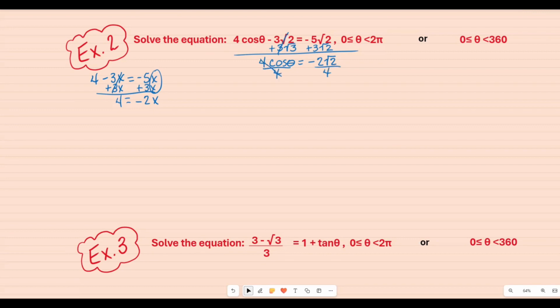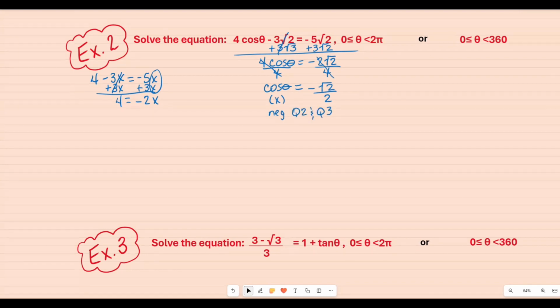And so cosine theta is going to equal, I can simplify the numbers on the outside, so I have -√2 over 2. So it's really -1/2, but it's understood that there's a 1 in front of that √2. So I know that cosine is really my x values, and what I want to do is look at my quadrants and determine where are the x values negative. So I know that's going to be in quadrant 2 and quadrant 3.